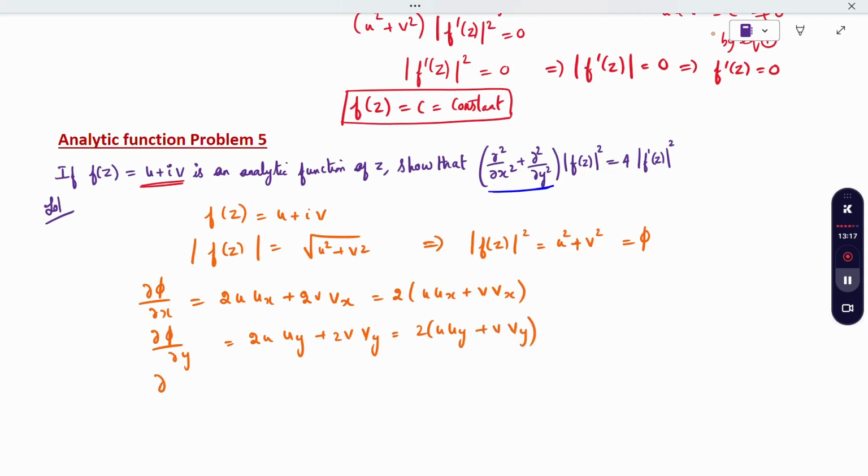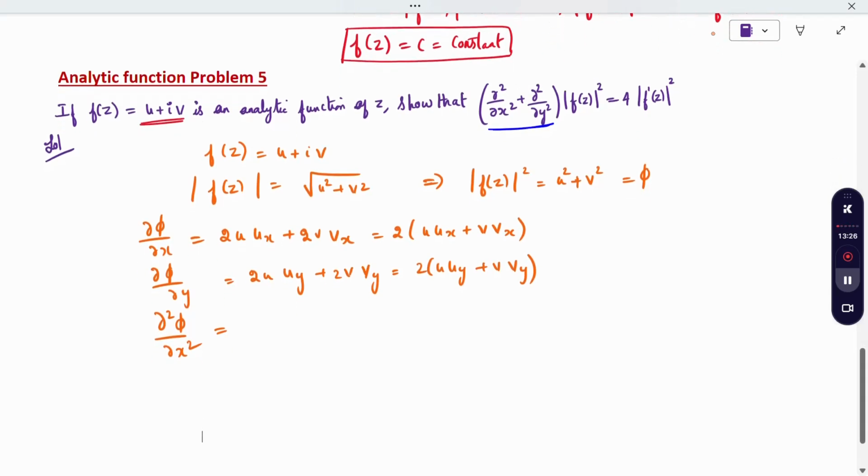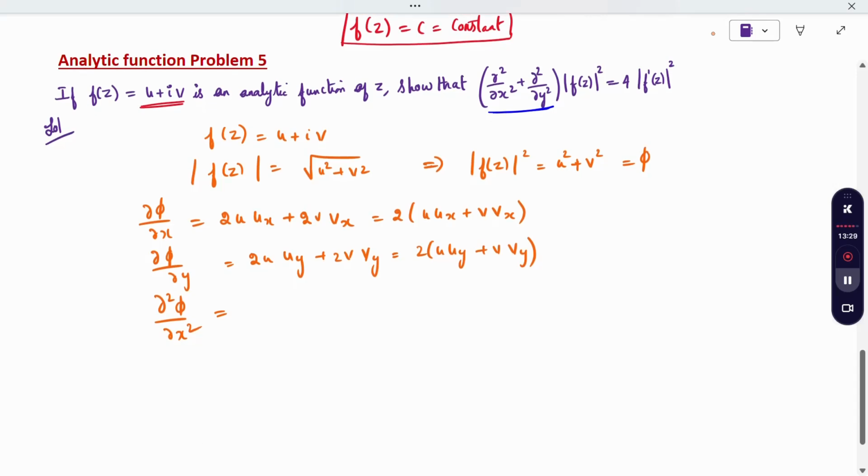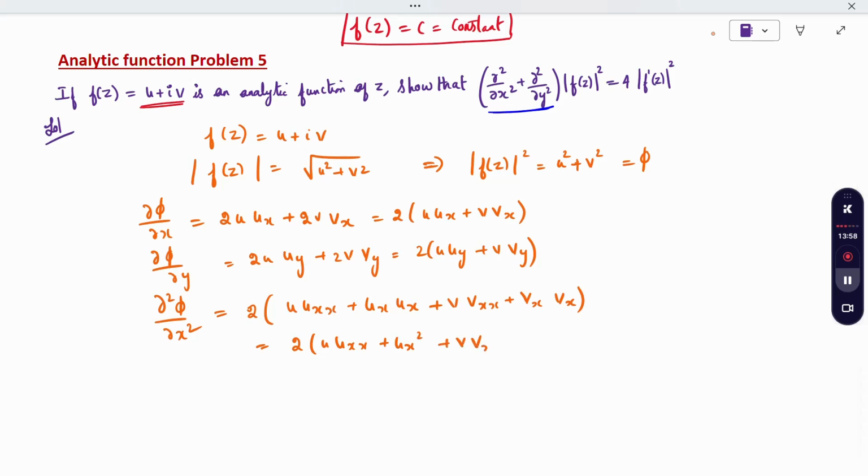So now I have to do the second order, dou square phi by dou x squared. I differentiate this equation one more time with respect to x, so I'll be getting 4 terms. 2 taken outside, u I keep as it is, uxx plus ux, I keep as it is, differentiating u gives ux. And v same way, v I keep, vxx, and vx I keep as it is. So simplify this.